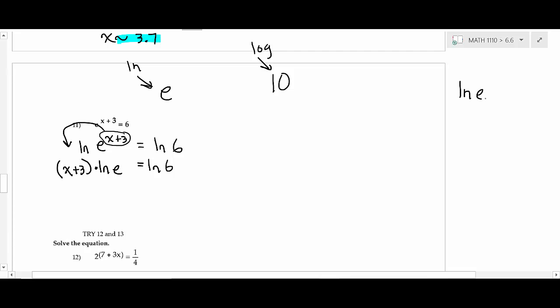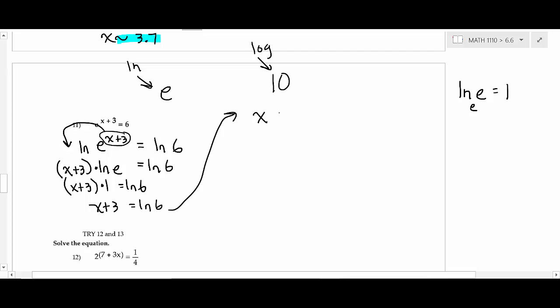Okay, this is going to pop up so much you want to know it. What is ln of e? It's 1, because e to the first is e. Okay, so that's going to become 1, so you're going to have x plus 3 times 1 equals ln of 6. So that's x plus 3 equals ln of 6 like that. Okay, now what we want to do with this is you can subtract 3 from both sides. The best way to write your answer would be x equals negative 3 plus ln of 6.